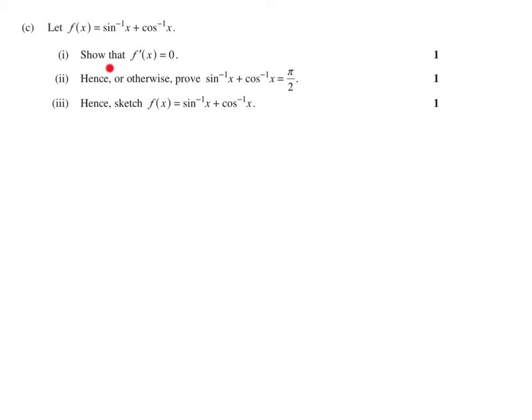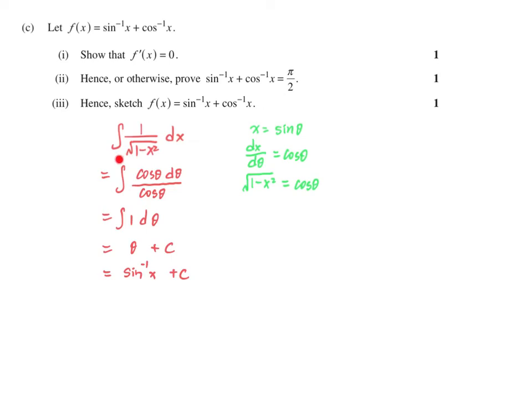The question asks you to differentiate this function and show that the first derivative equals 0. But the problem is how to do differentiation of arc sine and arc cosine. Let's do some revision. How about when we do integration of 1 over root 1 minus x squared dx? All right, this integration, we don't know how to work it out, so we have to integrate by some substitution.